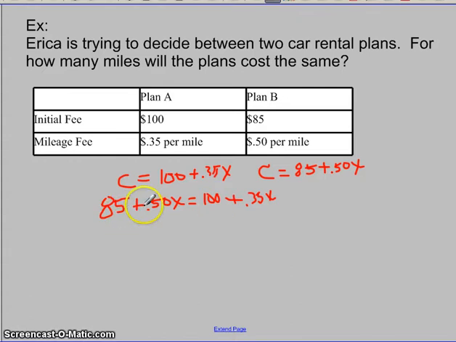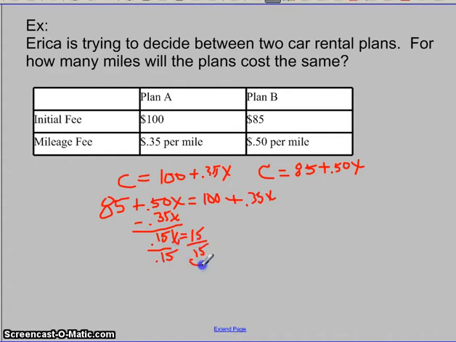Now I need to move these to the same side, and then move what doesn't have an x to the other side. So I'm just going to subtract the 0.35x, which is going to give me 0.15x equals, minus the 85, 15. So I've got to divide by 0.15.